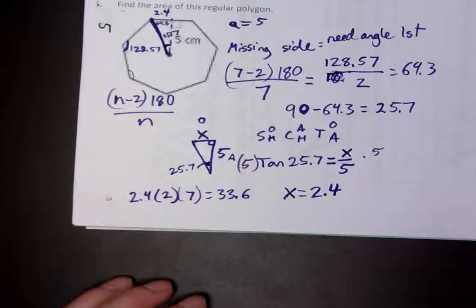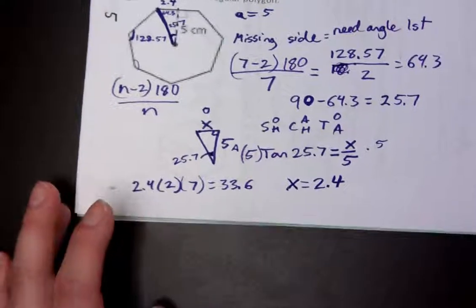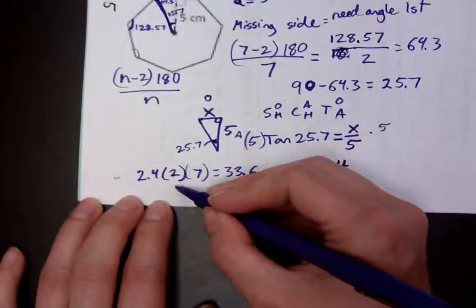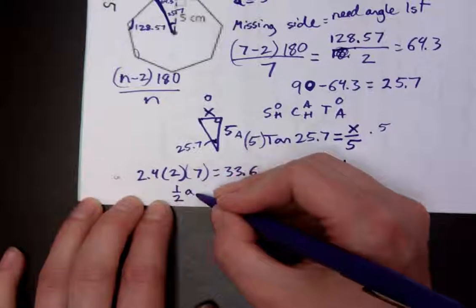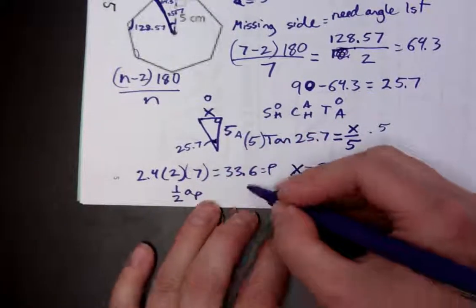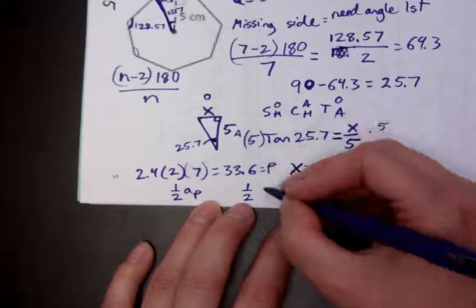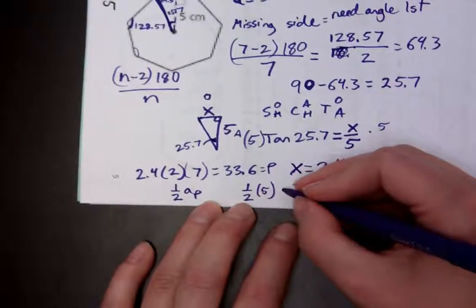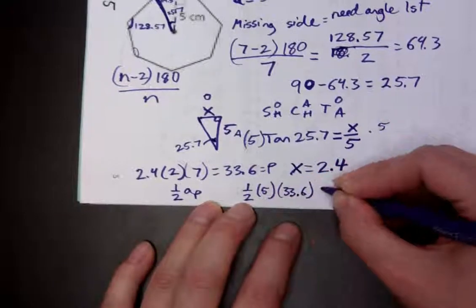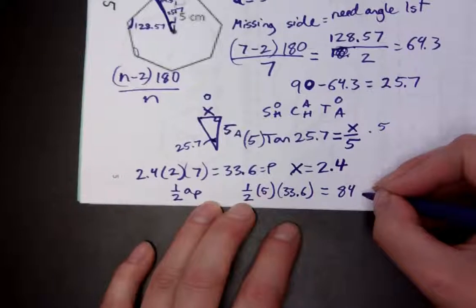Alright, now what? I know it's a lot. Yeah, so now we plug it into the 1/2 apothem times perimeter. So that's the perimeter. And so now I plug it into 1/2 times the apothem, which is the 5 they already gave me, times the perimeter, which is 33.6, and that does equal 84.